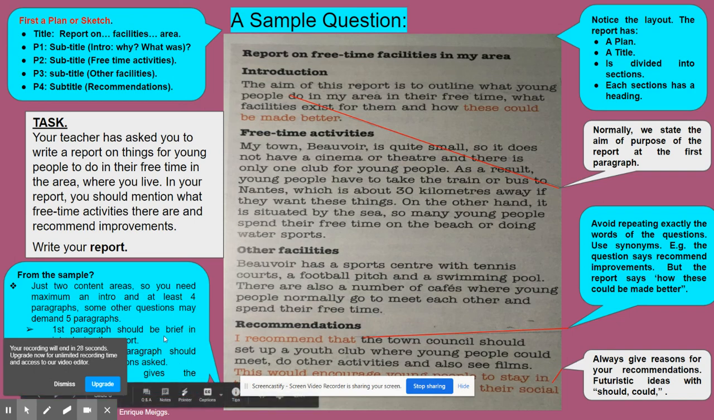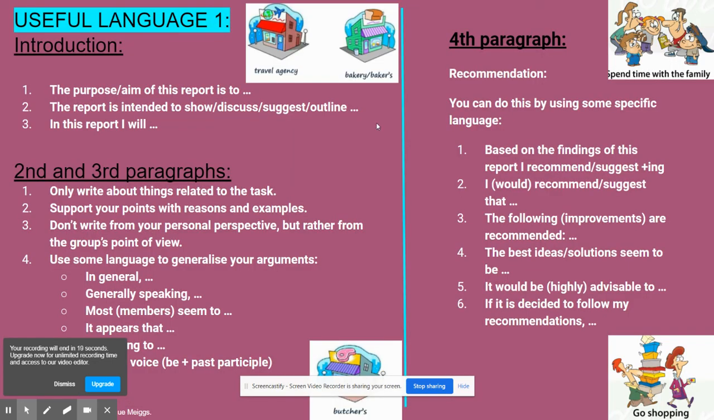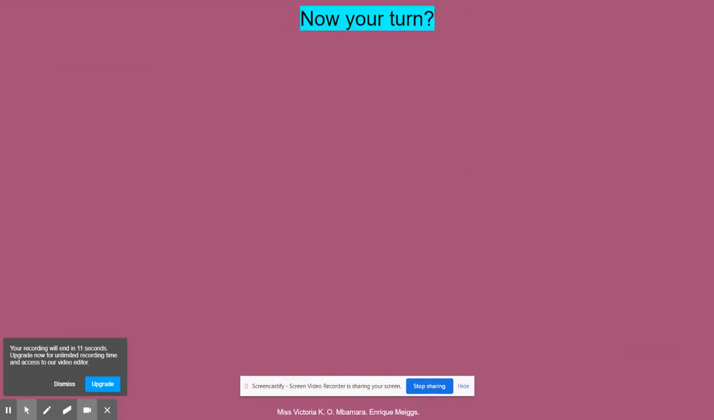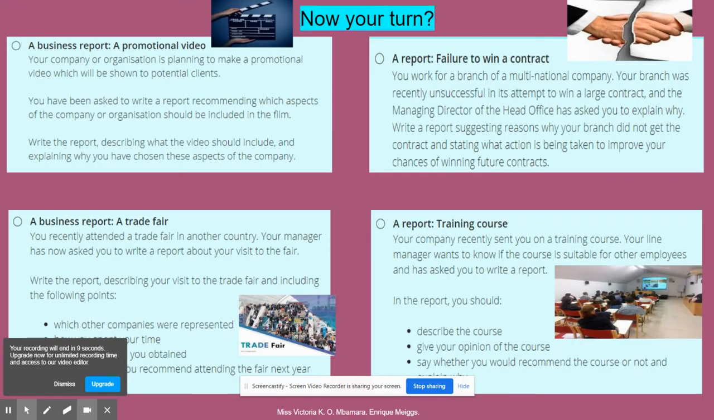Okay, and these are the things you can observe from this text. All these are stated very clearly here. Okay, now these are useful languages, very important. Try to apply them. First, useful language 2, and now finally, this is what we will do today. Now, try to pick one of these and analyze them.